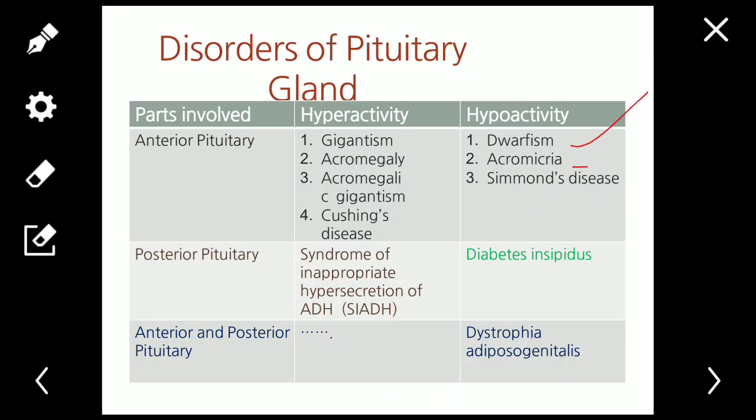So dwarfism, acromicria, Simmonds disease or Sheehan syndrome. Then we had empty sella syndrome in hypoactivity of the anterior pituitary. Then hypoactivity of the posterior pituitary leads to diabetes insipidus.